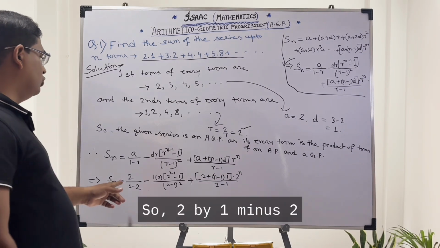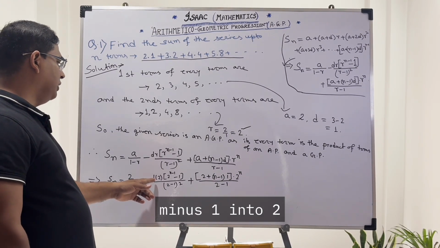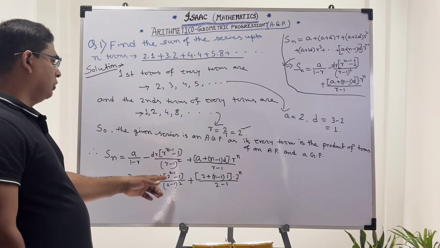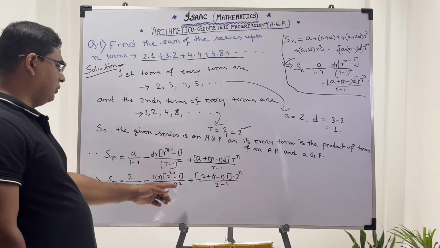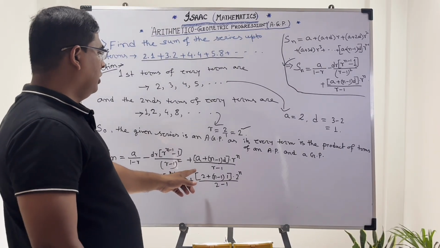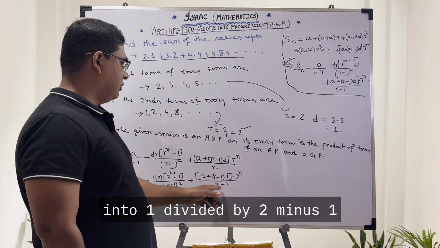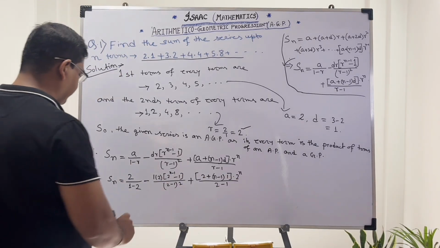Okay. So 2 by 1 minus 2 minus 1 into 2 into 2 to the power n minus 1 minus 1, divided by 2 minus 1 whole square, plus 2 plus n minus 1 into 1, divided by 2 minus 1, into 2 to the power n.